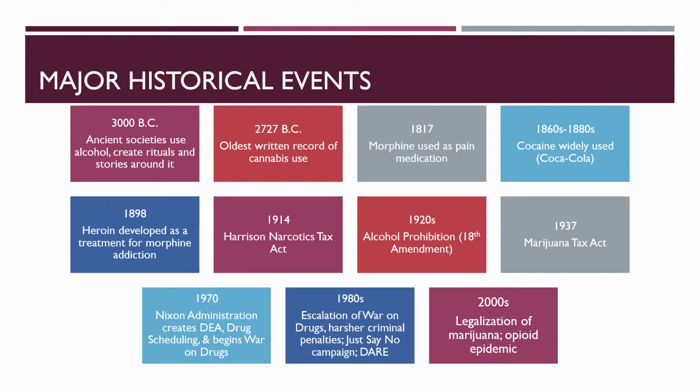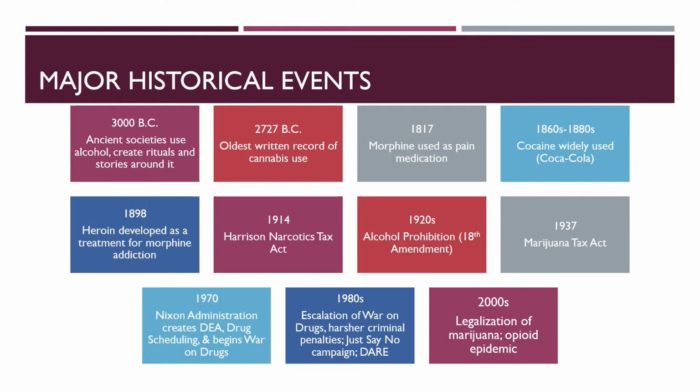And it's interesting that over time in even different parts of the world, whether in the Middle East, in Asia, in Europe, in Africa, in North America, people had alcohol be part of their society, and they also had different kinds of rituals and stories and folklore around it. So it's been part of human culture for a long, long time. Going back just a little more recently than that, but to 2700 BC, there was written record of cannabis use. So that's another drug that's been around for a long time.